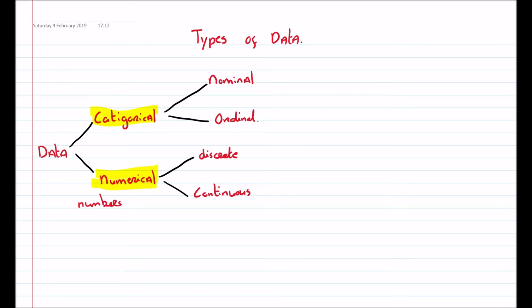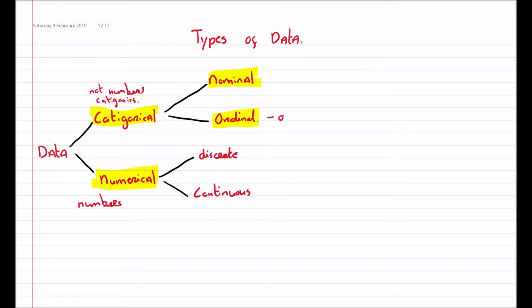However, categorical data is not numbers. It's more categories. So, for instance, your favorite color. Okay, there's no numbers there. What grade you got in an exam, A, B, C, or D? No numbers there either. Within categorical data, then, we have ordinal and we have nominal.